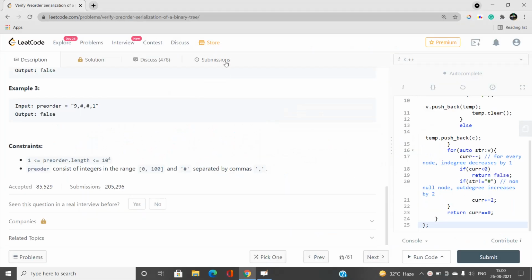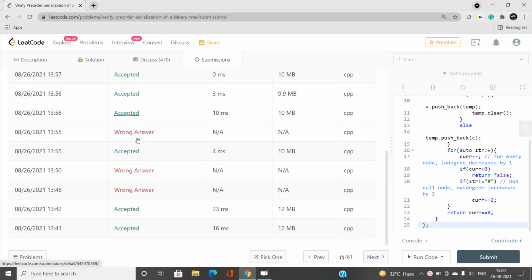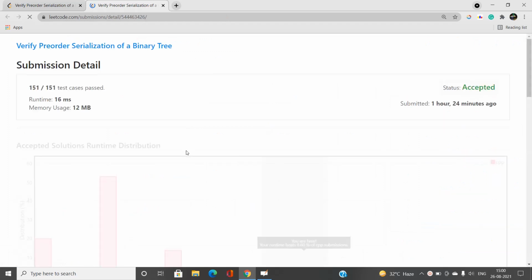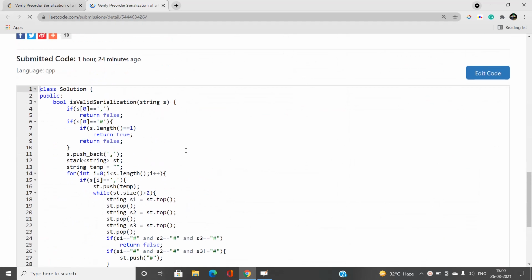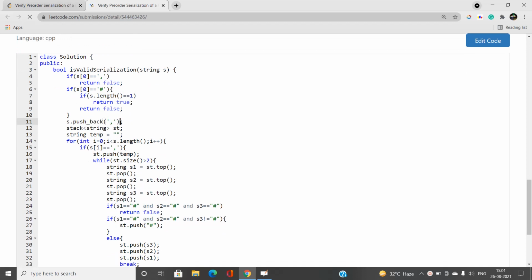Okay, so you can see this is the runtime of this alternative method, but I would first be discussing this one, using the help of this stack. So I've written down the base case: if the string starts with a comma, return false, and if the starting character is hash and the string length is 1, then only it is true, otherwise it is false, because if the root node is null, then the string length should be 1. Otherwise push back a comma after that. This would ease our calculation for writing the case works also.